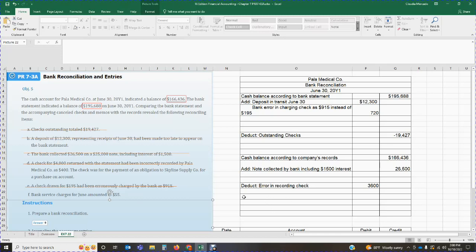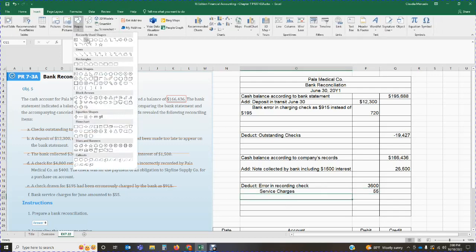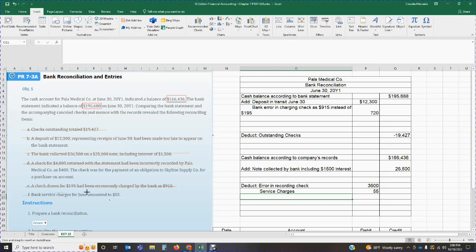So if it's a bank service charge, that means that we need to pay a fee to the bank. That means our cash is going to decrease. So that means that we need to deduct this transaction, service charges, from our total. Okay, and the amount $55. So those are all of the transactions that are provided to us in the problem.